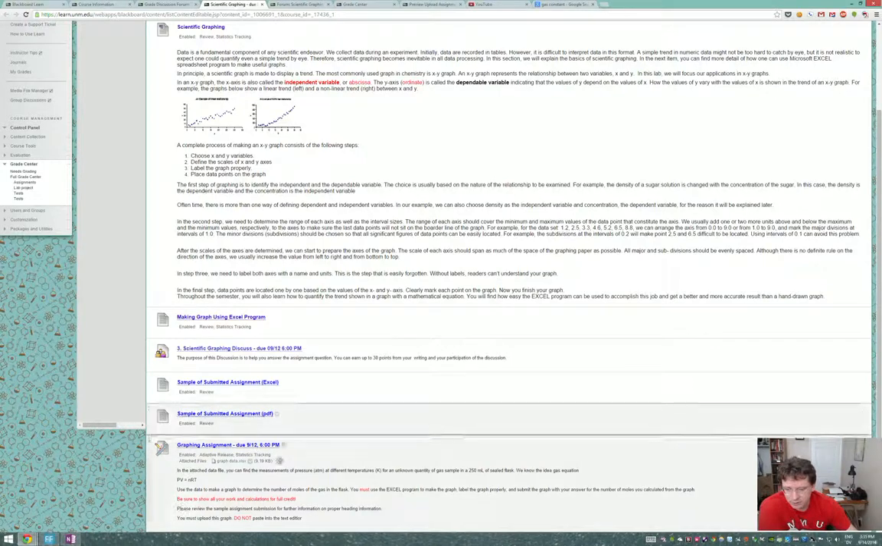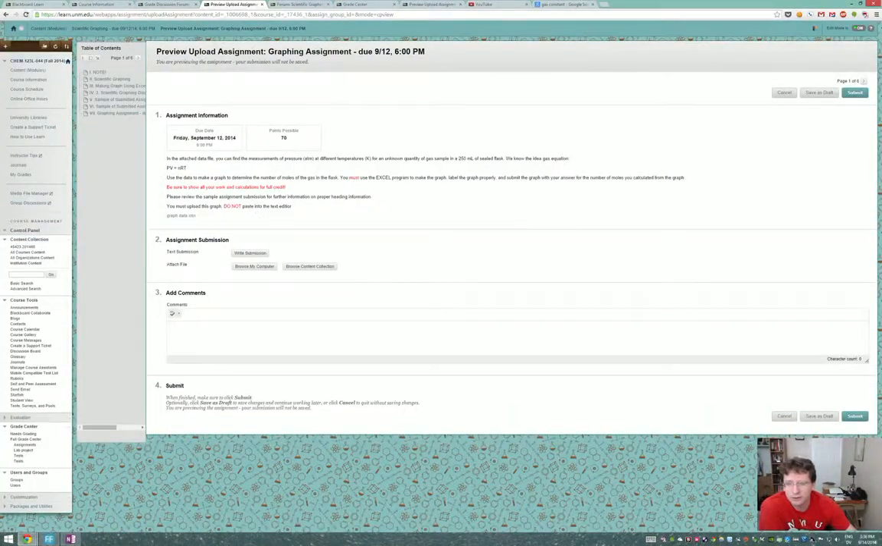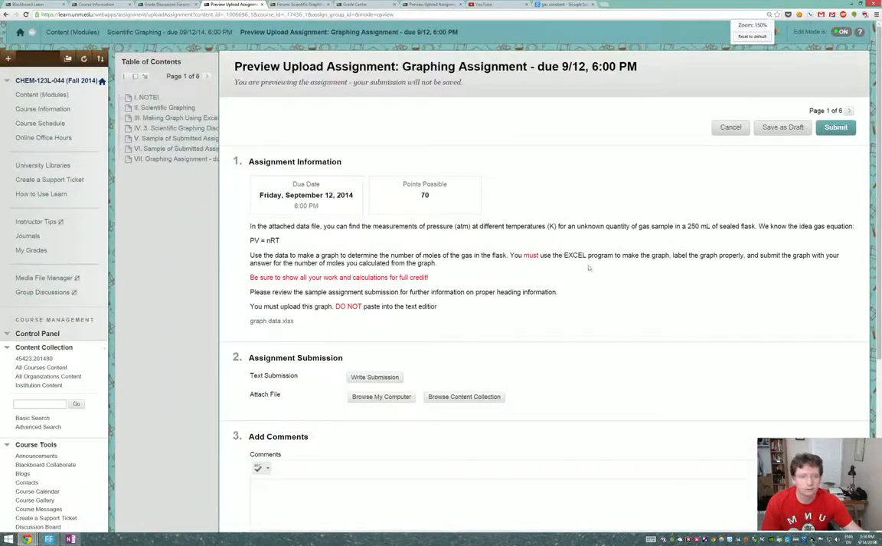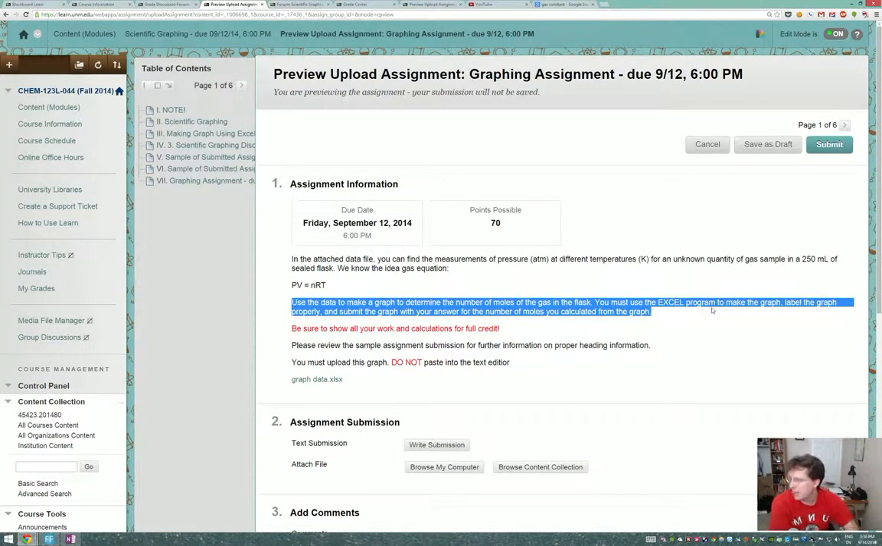Graphing assignment, this actual key part, right? So let's pull that up. Now, here is the key thing to know. Let's highlight. This is kind of the heart of the assignment, right? Use the data to make the graph. Here, let me zoom in so you guys can see it. There we go. A little better. Use the data to make a graph to determine the number of moles in the flask. So that is the question. Determine the number of moles of gas in the flask.